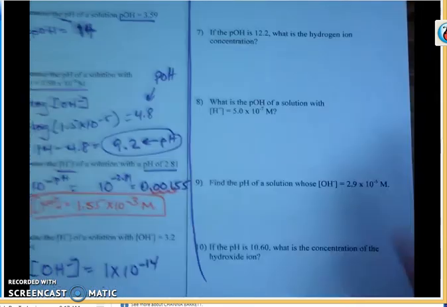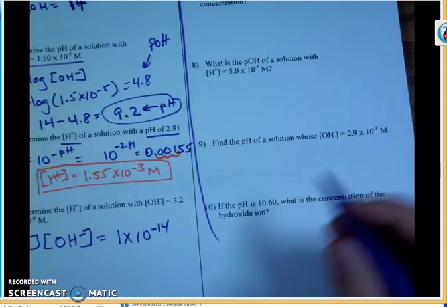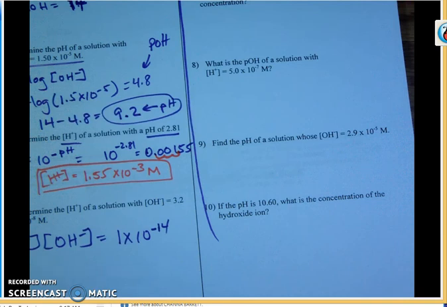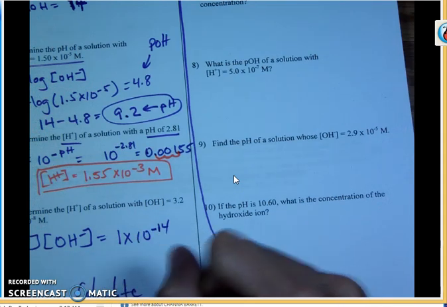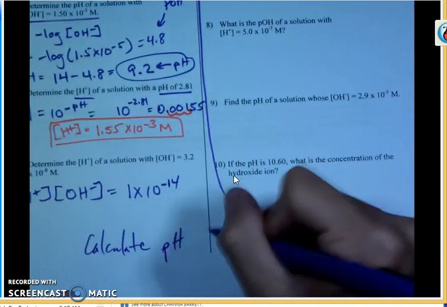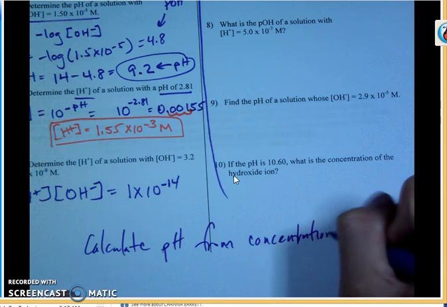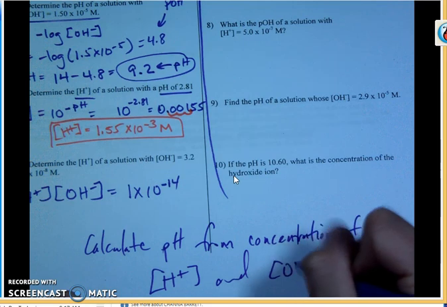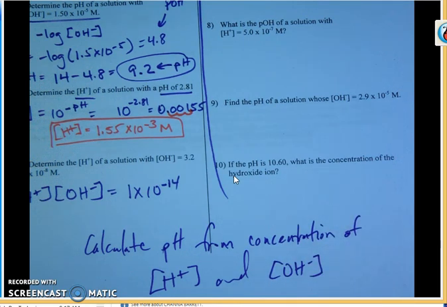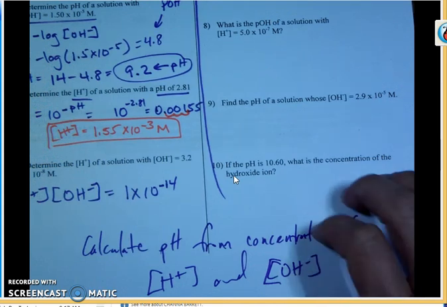So make sure you learn this today. After you learn this, go back to your standards, on your rubric. Remember the rubric when we circled all the ones? We started with everybody on level 1. And so now you have learned how to calculate pH from concentration of hydrogen and hydroxide ions. You've learned how to calculate pH from concentration of hydrogen and OH ions. In fact, you've learned a lot more than that.